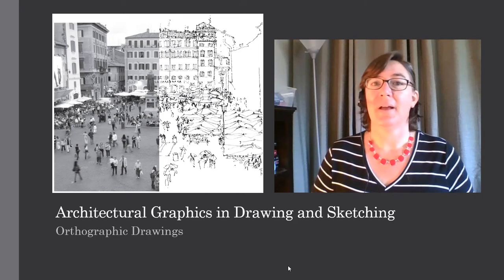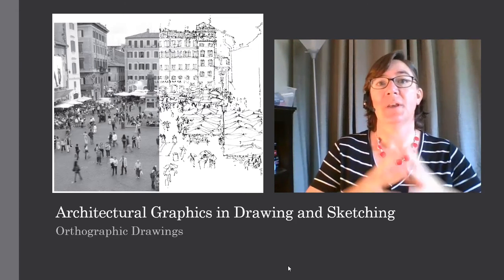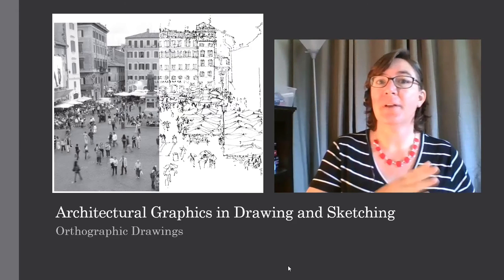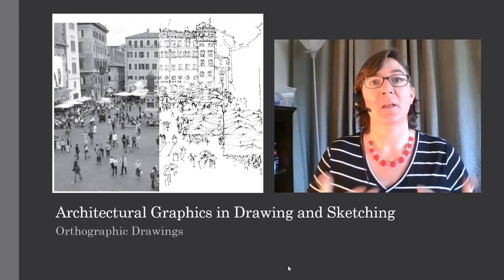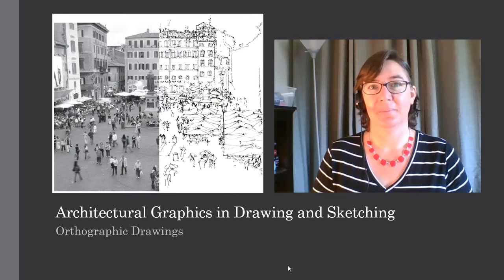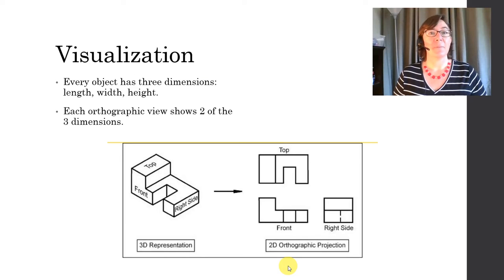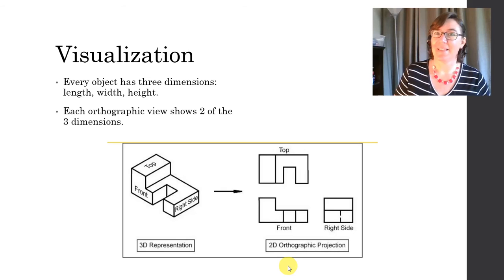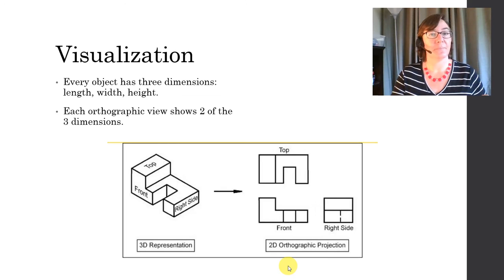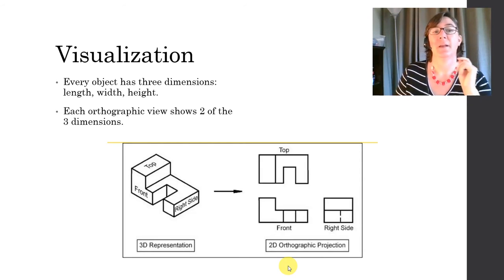In this video, I want to talk about visualization of 3D objects starting from the two-dimensional multi-view drawings. Remember that every object, every three-dimensional object, has 3 dimensions. They have length, width, and height. Every orthographic view that we just talked about in the last video shows 2 of those 3 dimensions. So let's take a look.